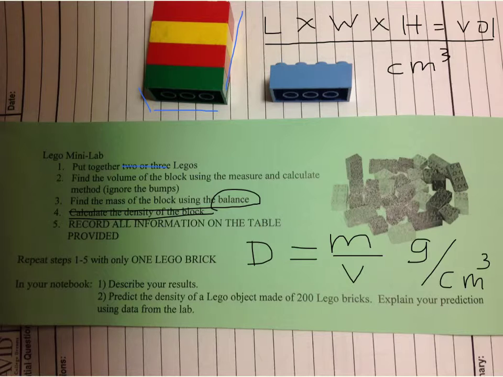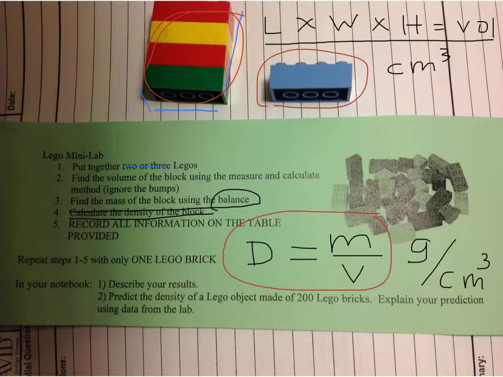So after you've done that for a Lego structure with multiple bricks, you're going to repeat that same thing for one Lego brick. So you're going to go through all the steps again. You're going to find the length, width, and height of one Lego brick. That will give you the volume when you calculate that. You're going to find the mass of one Lego brick on the balance, and then you're going to use our density equals mass divided by volume formula to find the density of a single brick.